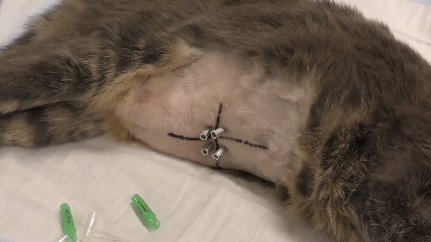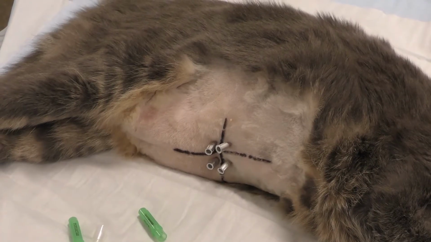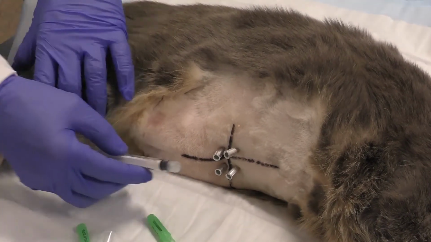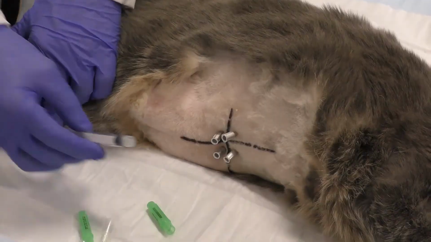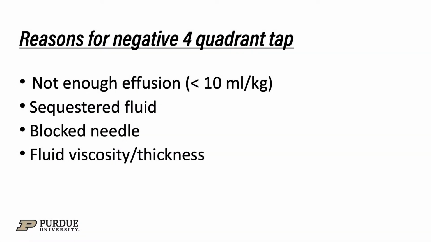If no fluid appears after waiting at least 1 minute, attach a 3 ml syringe to one of the dependent needles and gently aspirate. Collect any fluid in the order discussed previously. Several reasons exist for a negative 4-quadrant tap. The patient can have less than 10 ml per kg of abdominal effusion.